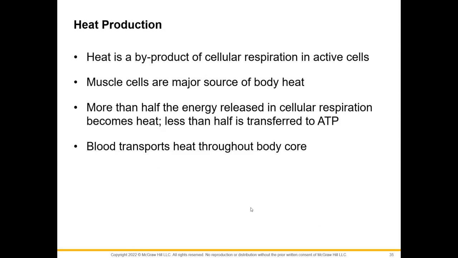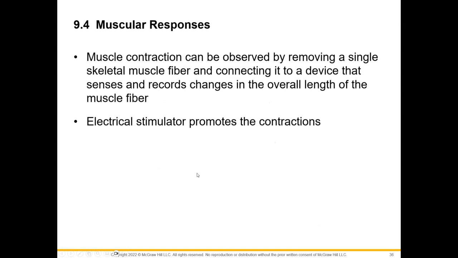Okay, heat production. Well, a lot of heat is produced by muscle contraction. So heat is a byproduct of cellular respiration. And muscle cells are the major source of body heat. More than half the energy released in cellular respiration becomes heat. Then less than half is actually transferred to ATP. Blood then transports the heat throughout your body core.